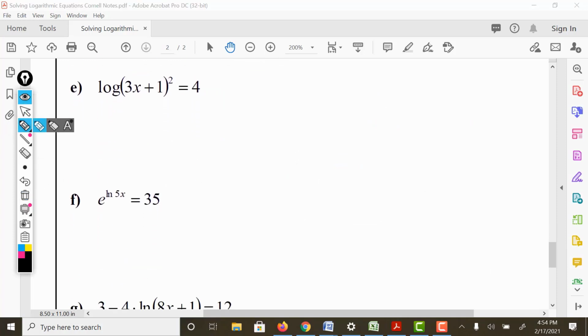We have a single logarithm, but let's be careful. There's a few things here that we need to be cognizant of. There is this power, right? And there is this missing base. The missing base is 10. It's a common logarithm. So if this is a common logarithm, we could do ELB. Let's do ELB.